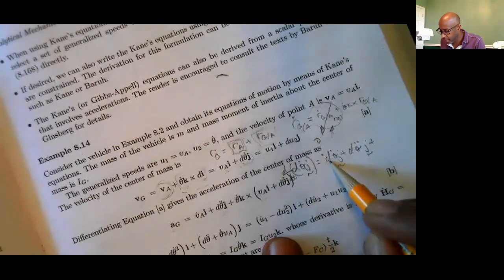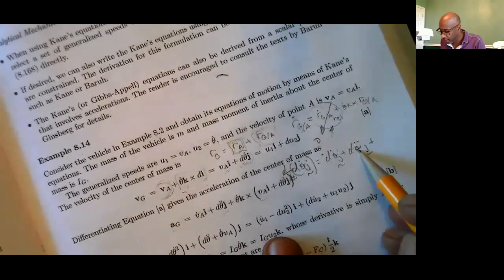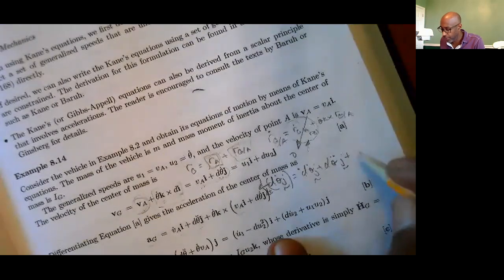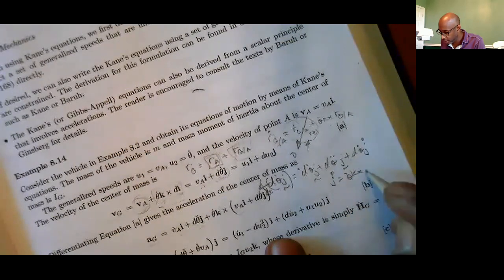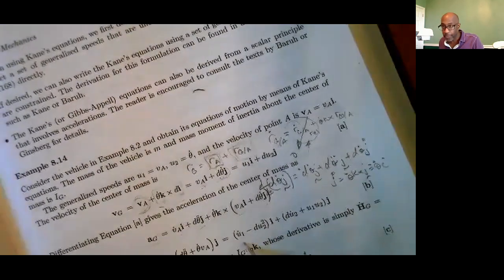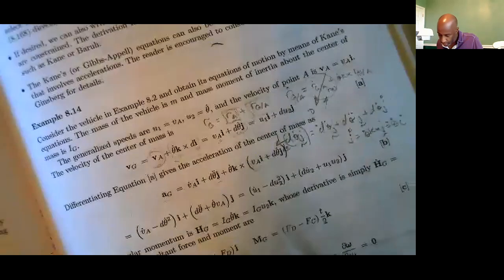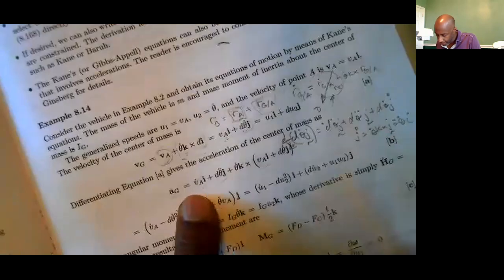So we took the derivative of the d, we took the derivative of the theta double dot. Now, just product rule, that's right. Then now we got to take the derivative of the j itself. So d theta dot j dot. What's j dot? J dot is equal to theta dot k cross j, which is theta dot I, actually negative theta dot I.